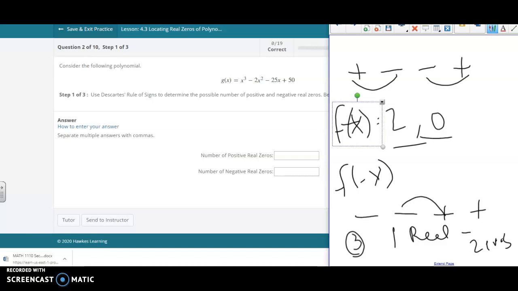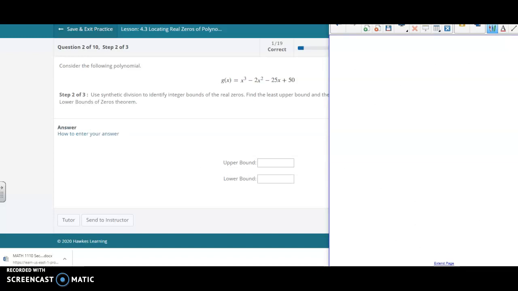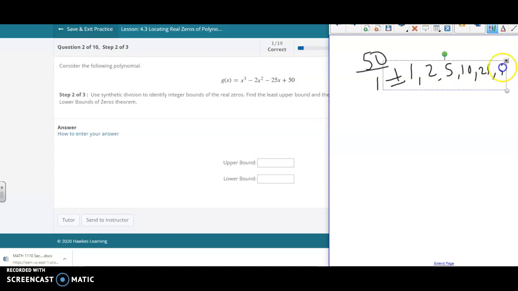Now in this problem we're asked to use synthetic division to find the upper and lower bounds. That would involve finding the factors of 50 over the factors of 1, so it's really the factors of 50. That could be plus or minus 1, 2, 5, 10, 25, and 50. We're trying to find a number where there are no answers above it. Let's say we first try 5 and see if that works.